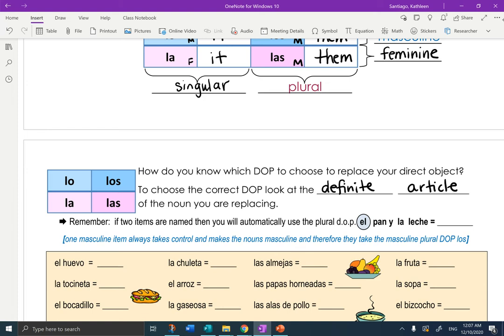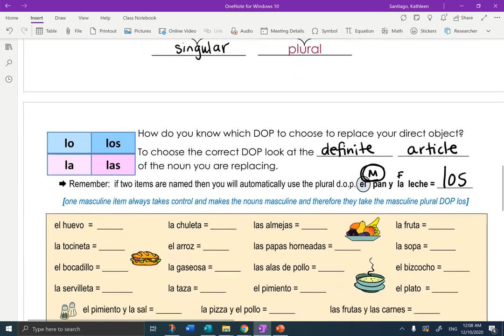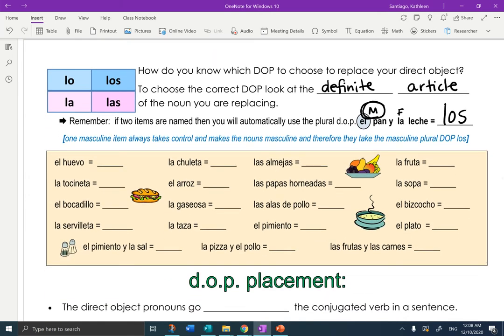If there's one masculine item, it always takes control and makes the nouns masculine, and therefore they take the masculine plural DOP, los. So together, these would become los because there's one masculine and one feminine, and this is the only time we let the masculine rule. Okay, now let's practice. Looking at the definite article, you have to figure out, would it be lo, la, los, or las?